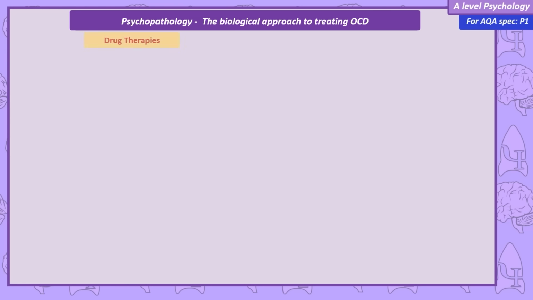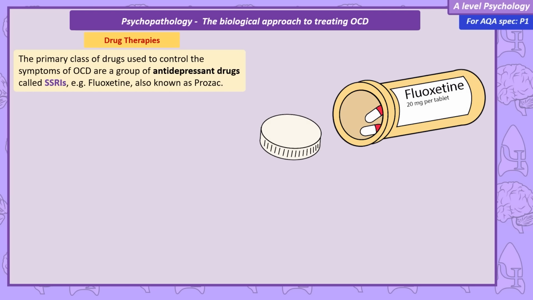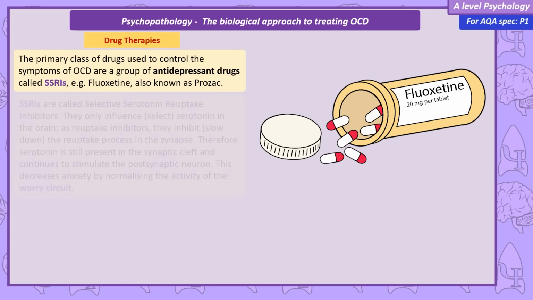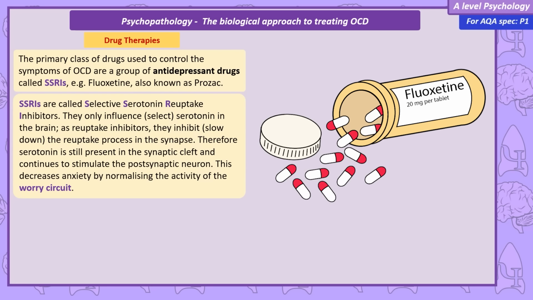The main type of drug used to control the symptoms of OCD is a group of antidepressant drugs known as SSRIs. One example is fluoxetine, also known as Prozac. I think these SSRIs are well named because the name explains exactly what this class of drugs do in the brain. They are selective serotonin, meaning they only influence serotonin in the brain, reuptake inhibitors, meaning they slow down the process of reuptake in the synapse.